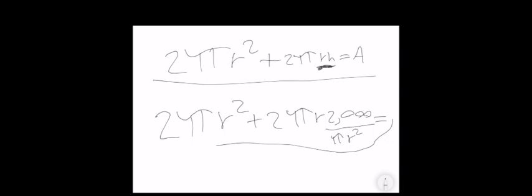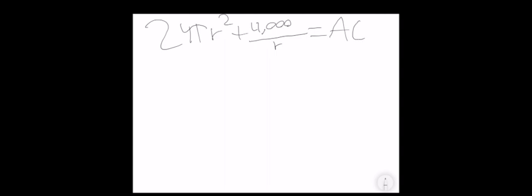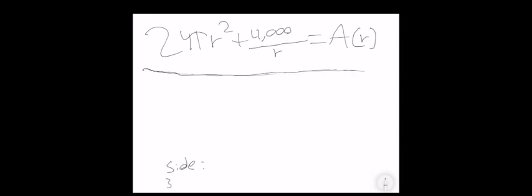And we can simplify this, so the pi's cancel out with each other, and we can divide the numerator and denominator by r, so we get 2 pi r to the second plus 2 times 2,000, which is 4,000, over r. So now this equals A of r, the area function. So now coming back to the side, it equals 3 cents per square centimeter, and the top and bottom is 3.5 cents per square centimeter.